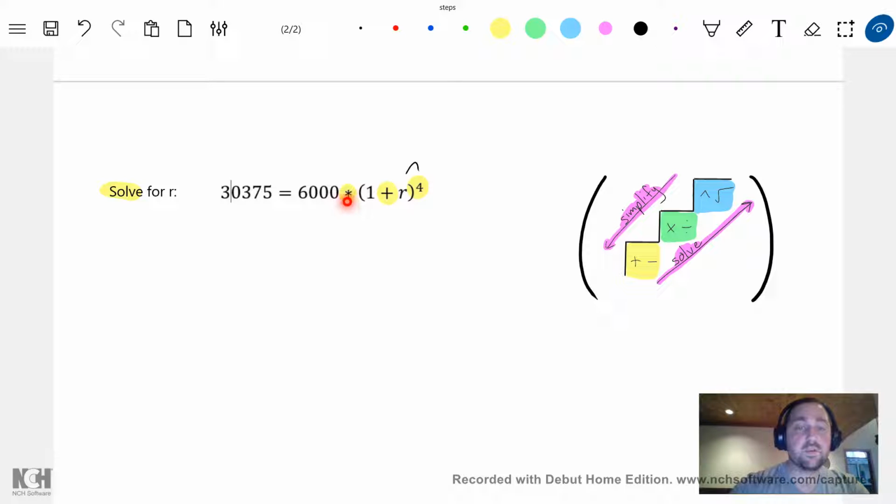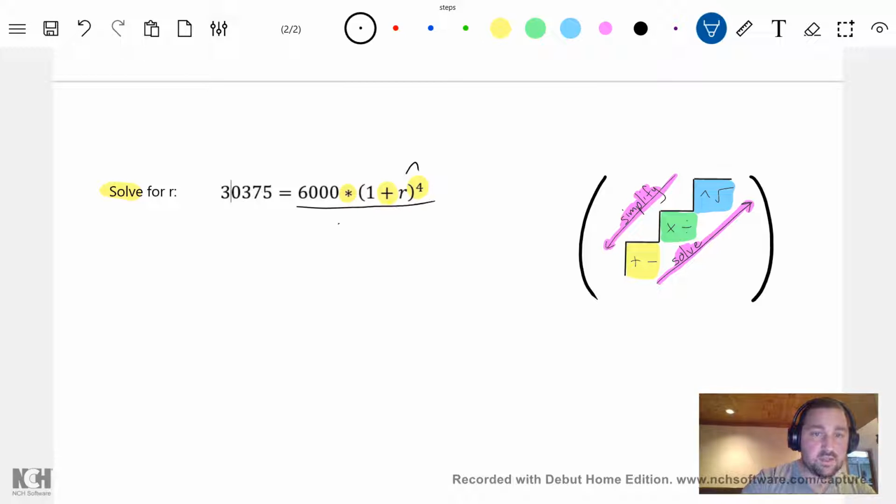So to undo this multiplication, we're going to have to use division. To undo this power, we're going to have to use a root. And to undo this addition, we're going to have to use subtraction. We work from the outside in, and we work outside of the parentheses first. So we're going to start by undoing this multiplication. The inverse operation of multiplication is division, so we are going to divide both sides by 6,000.